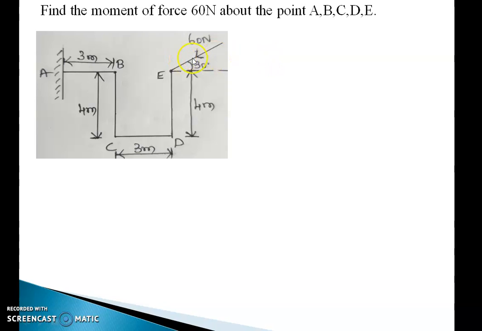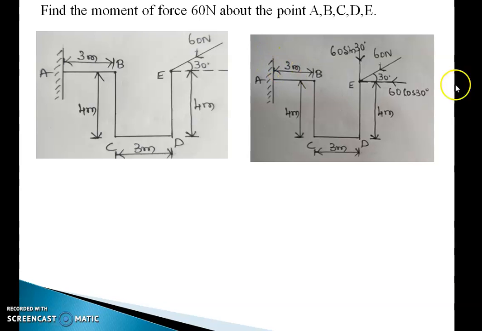For that, first step, the force is inclined, so I need to resolve it into vertical and horizontal directions. The 60 Newton, which is converging towards E, if I resolve this into the vertical component, it will be 60 sin 30, sine because it makes an angle of 30 degree with respect to horizontal. And next, if I resolve in the horizontal direction, it will be converging towards E, so it will be in the leftward direction. So 60 cos 30.